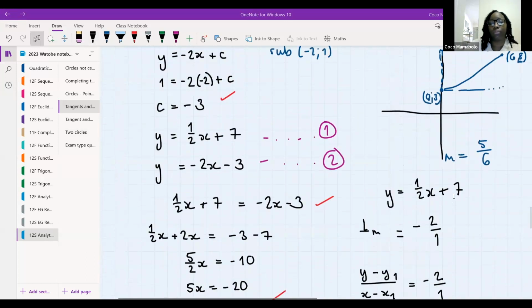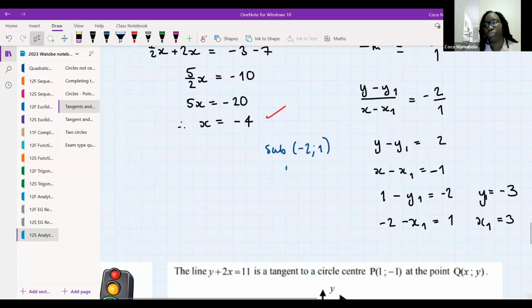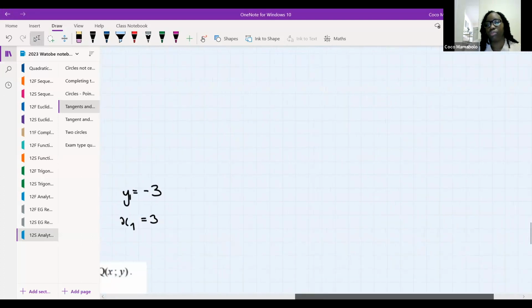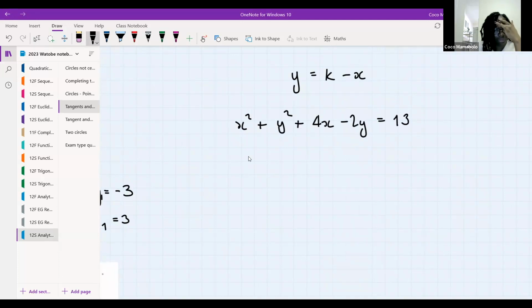Ma'am, this is not completely related to this, but it is related to the entire topic of tangents and lines and everything like that. Sure. It's this question that we have to do in our homework. They give us a given line, which is y is equal to k minus x, and the circle x squared plus y squared plus 4x minus 2y is equal to 13. And they tell you to find the value of k. Yes, but then they say in sub-questions, for which values of k will the line be a tangent to the circle, a secant of the circle, or an exterior line of the circle? So I'm struggling to find how to go about it.